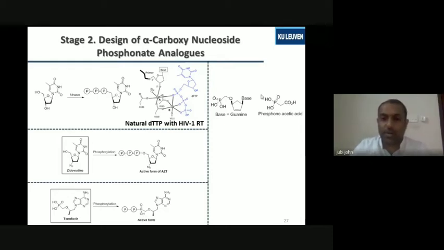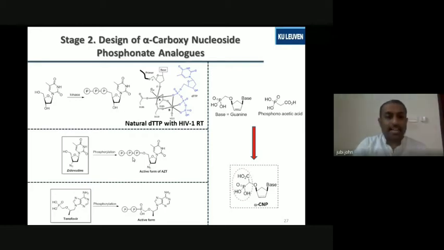What we did is we looked at the structure of these two active molecules and came up with a structure where a carboxylic acid group was attached alpha to the phosphonate group, and we thought that this carboxyphosphate group would be an effective mimic for a triphosphate moiety. And this is what we did.